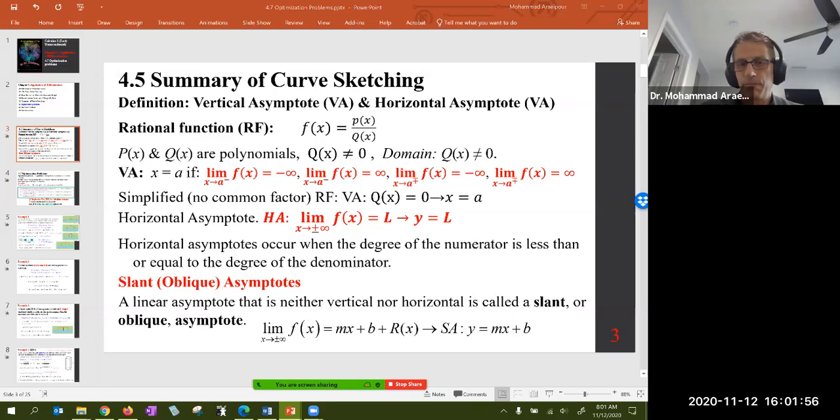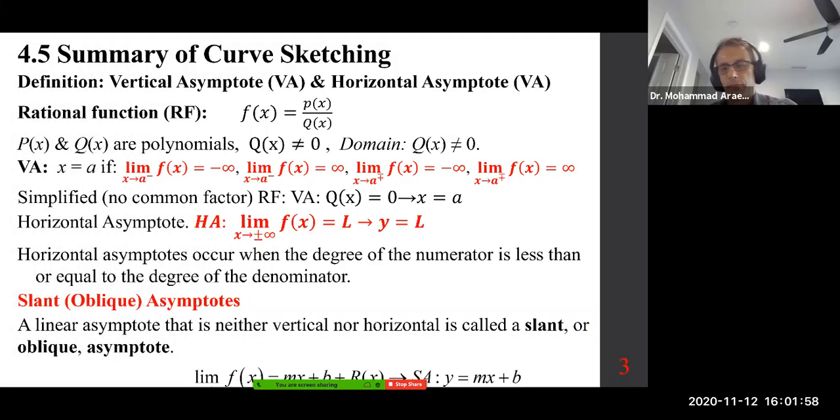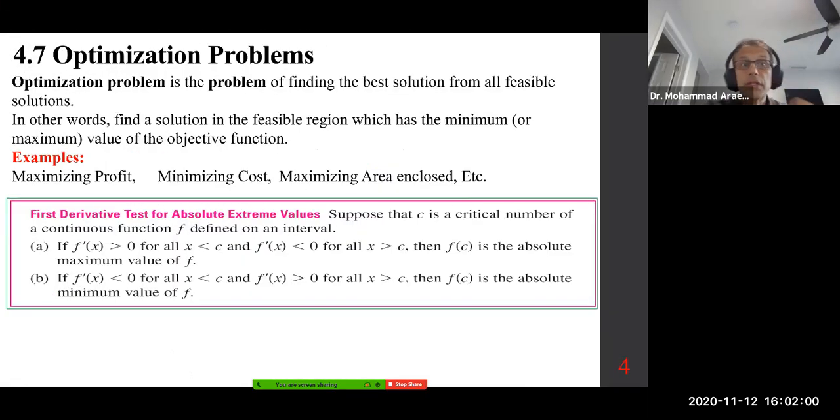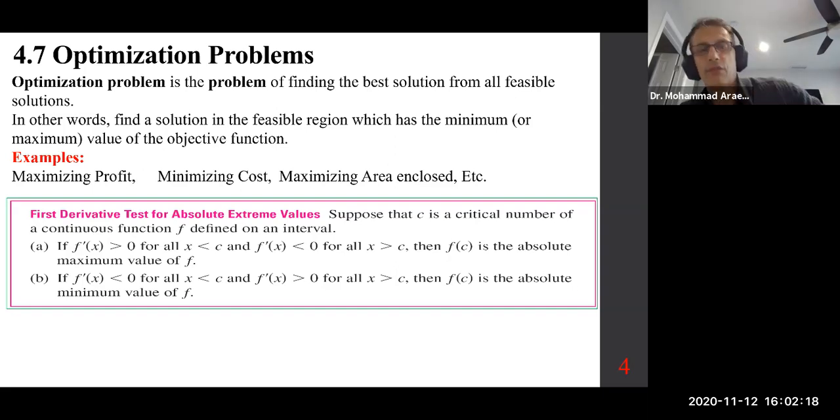Now, optimization. In short, we are interested in things of the nature maximizing profit, minimizing cost, maximizing the area enclosed, and to do so we use calculus and the idea of optimization.